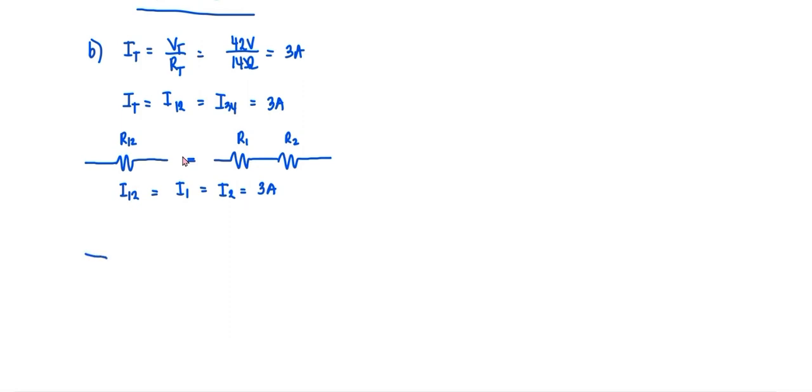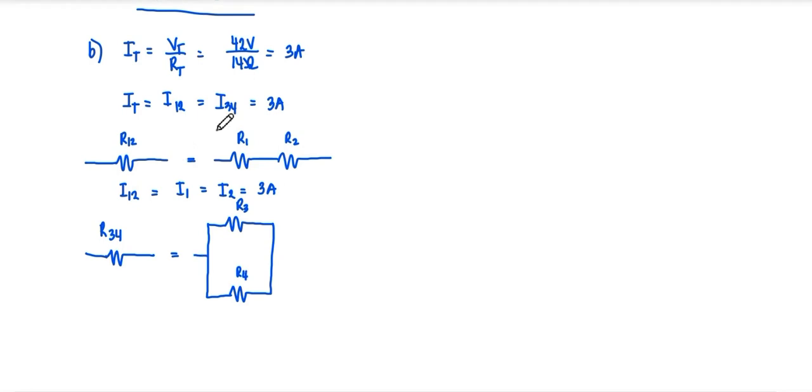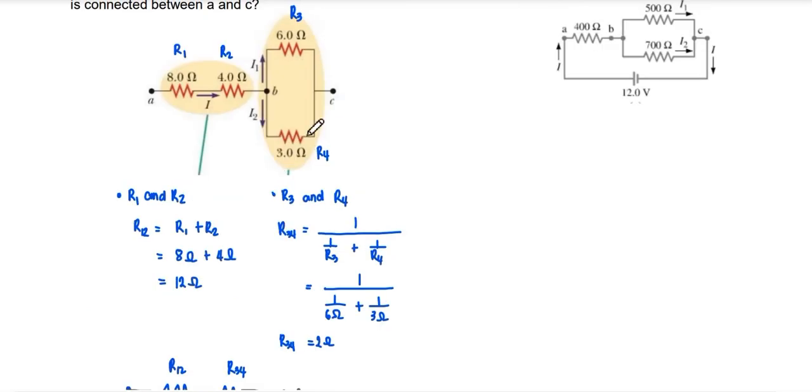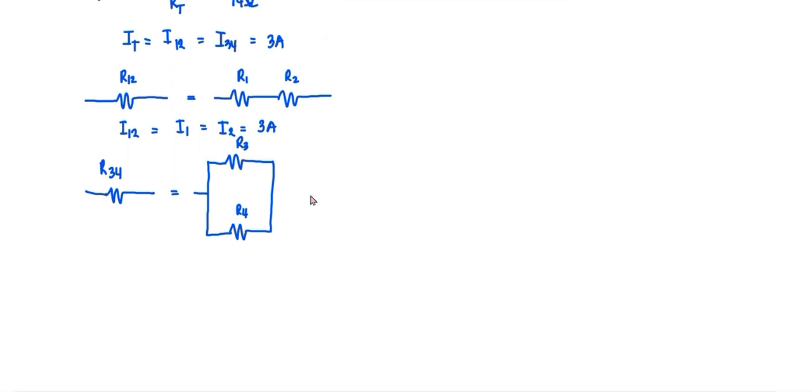Okay, next. For R34, it actually comes from R3 and R4, which are parallel to each other, meaning I34 is equal to I3 plus I4. But how do we find I3 and I4 if we only have I34? How do we do that?